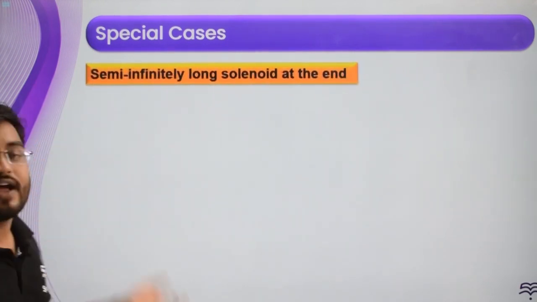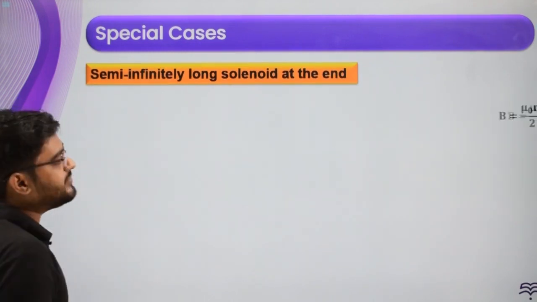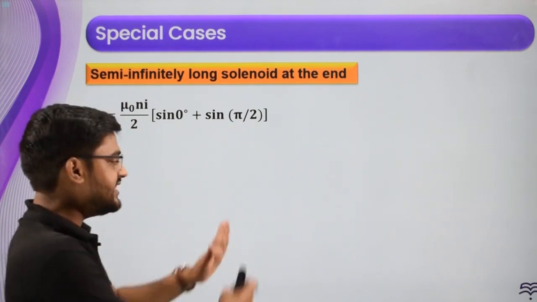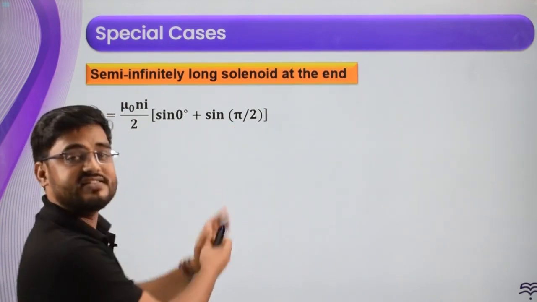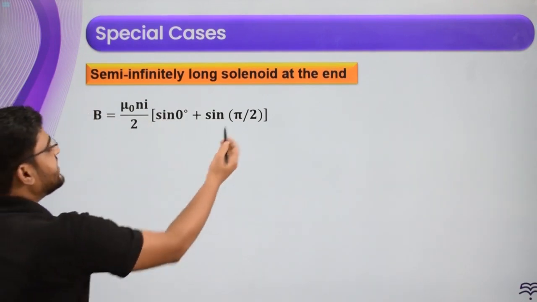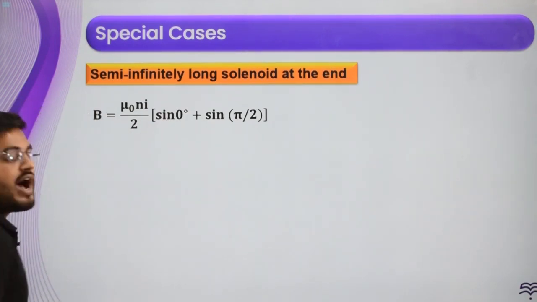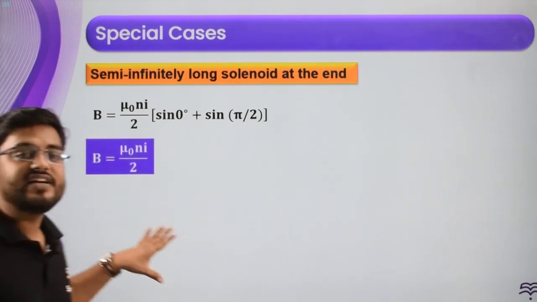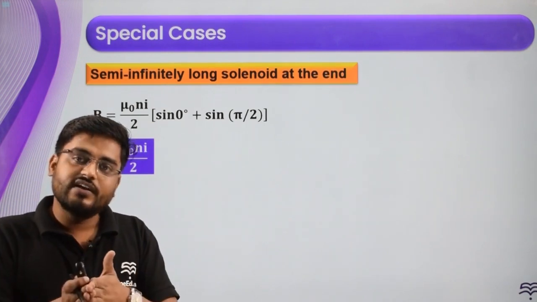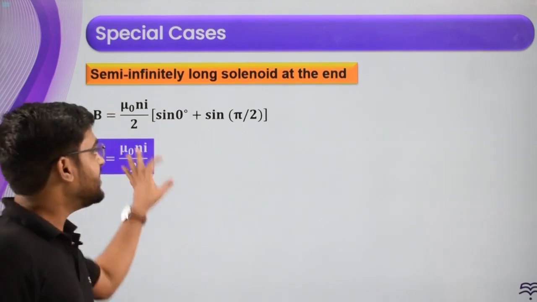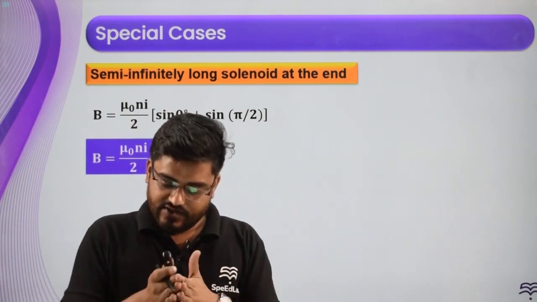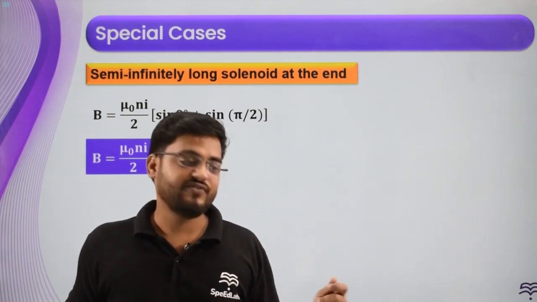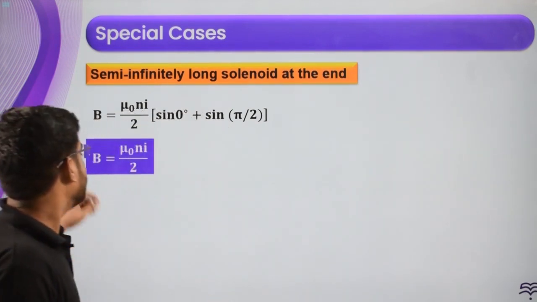Next is semi-infinite. If it is semi-infinite, then one angle is going to be 0 and the other angle is going to be 90 degrees. One side it is infinite, other side it is just ending, so other angle is going to be 0. So sine pi by 2 is 1, so we get only half of mu naught n I, or mu naught n I by 2. So that's the magnetic field at each end of an infinitely long solenoid. Semi-infinite means it is still infinite, we are just looking at one of the ends. So if they are saying that it is infinitely long, what is the magnetic field at the corner? We'll say it is mu naught n I by 2.